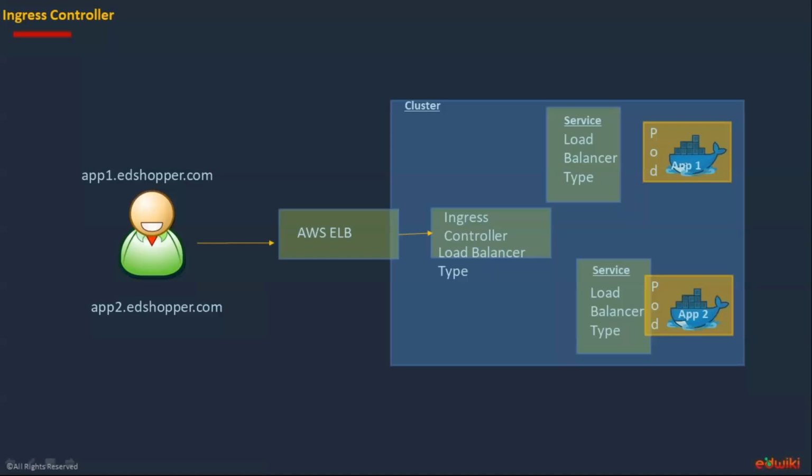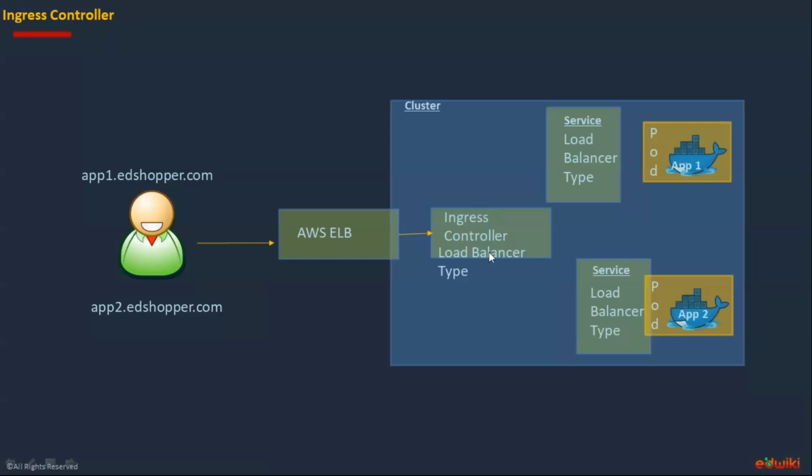That way, whether people are accessing application 1 or application 2, both are resolved to the single load balancer. In your DNS, you maintain that app 1 and app 2 both resolve to the same load balancer endpoint. The traffic will come to the same node port. Any website, the traffic will come to the same node port. That traffic will come to the ingress controller now.